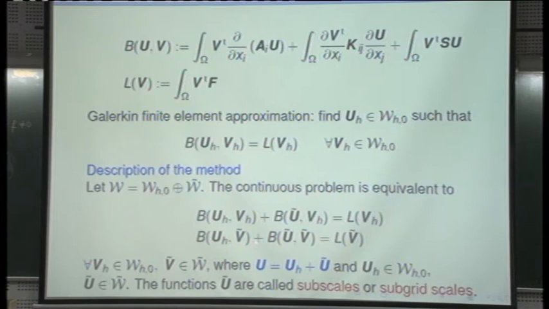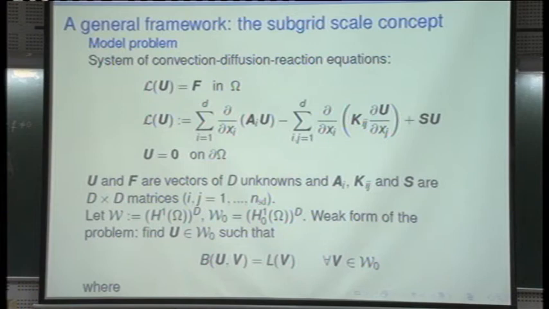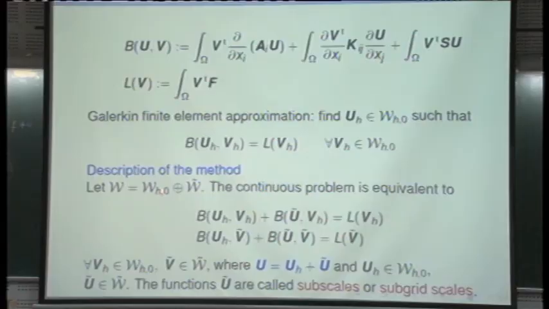Do you all understand, because this is absolutely crucial, do you all understand that this equation is exactly the same as this one? Exactly the same. No difference. That's exact. No approximation. We have just split the unknown, let's say, without knowing what w tilde is. We don't know what w tilde is.